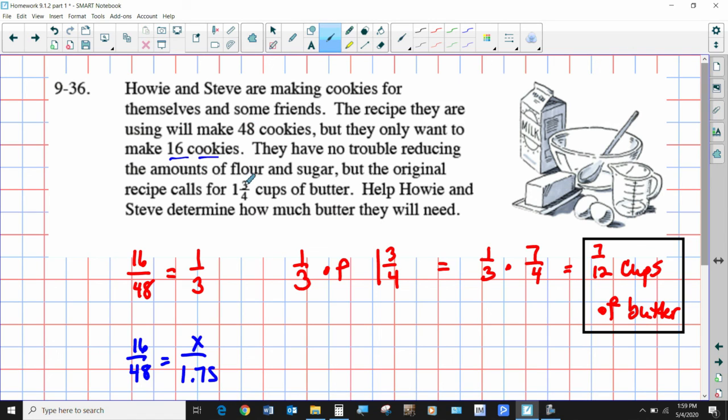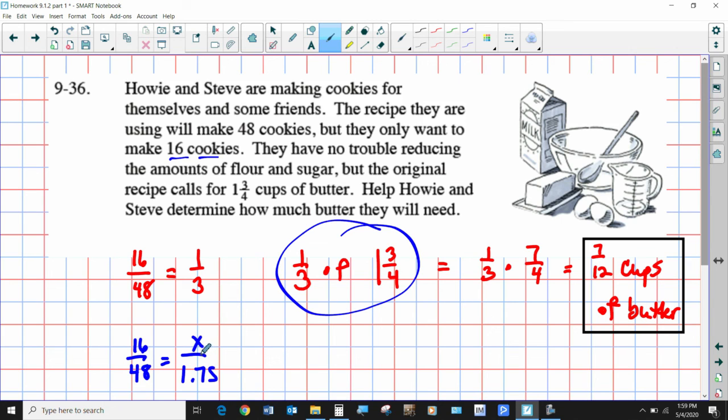So how do you find out 1/3 of 1 3/4? Well, that's a multiplication problem. So you could just say 1/3 of, we want to change that to an improper fraction, 7/4, which becomes 7/12, which is a little bit more than 1/2. So you just do a little bit more than a 1/2 cup of butter and you should be good.